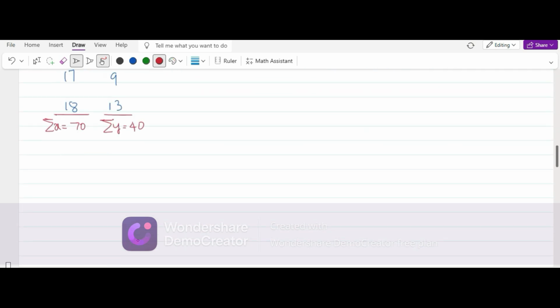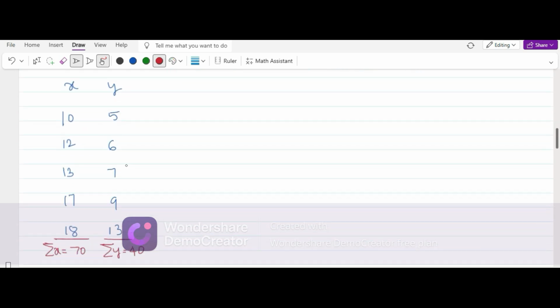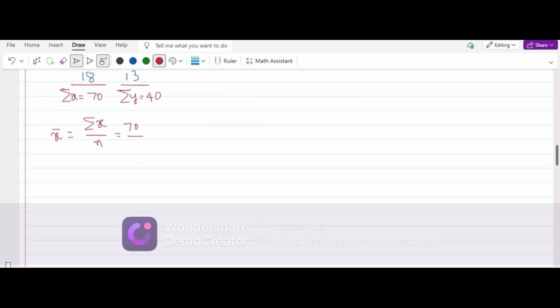Right? What is x bar here? It is the sum of values of x divided by number of values of x. How many x values are given here? 5 values are given, so n equals 5. So x bar is 14. And y bar equals the sum of values of y divided by number of values of y, which is 8.